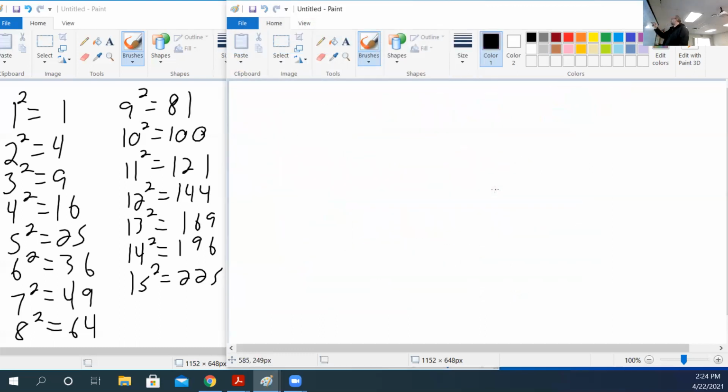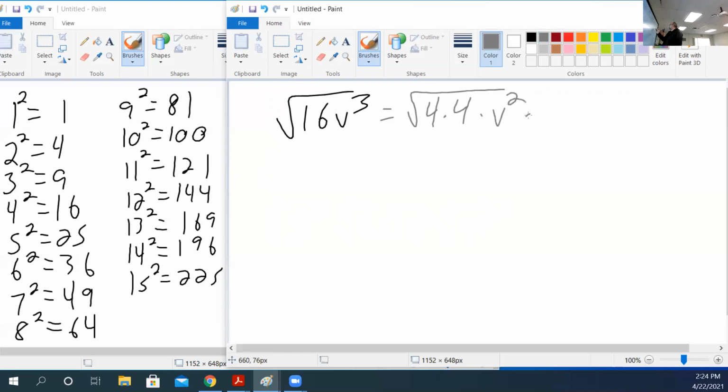Our last one. What if we had root of 16v to the 3? Ooh, okay. So kind of same style. Or what if we did it a little differently? We saw 16 before. What if we go, oh, I see a 4 in there. It's also a factor of 16. So 4 times 4 gives me 16. And we're looking for squares. So I'm going to break out the v squared times v to break out the v cubed. So it's v squared times v.